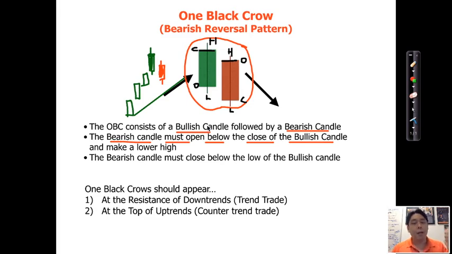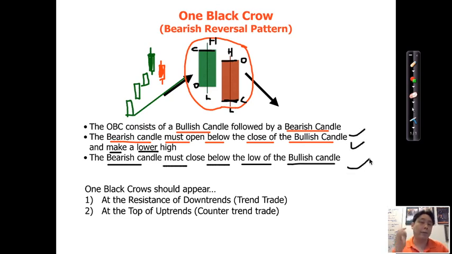Second criteria, the bearish candle must make a lower high than the high of the bullish candle. So this high has to be lower than this high. Check. Next, the bearish candle must close below the low of the bullish candle. So this close has to be lower than the low of this bullish candle. So once again, if all three criteria are met, you have a one black crow pattern. And there's a high chance the price will reverse down.